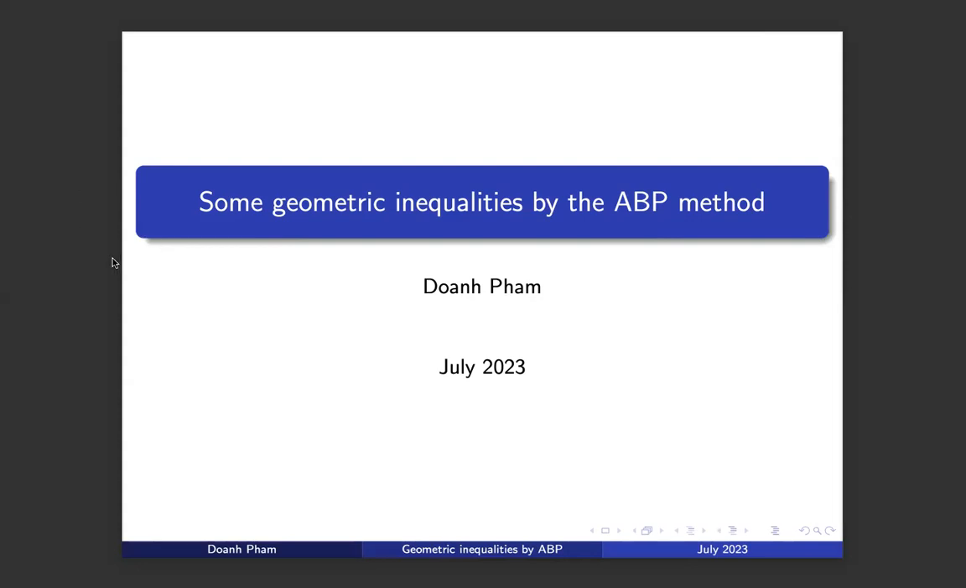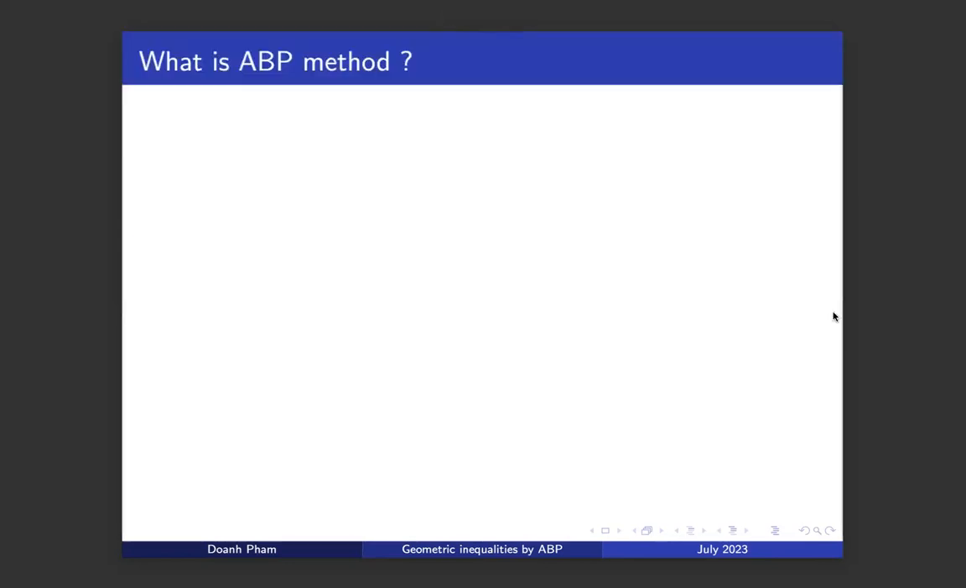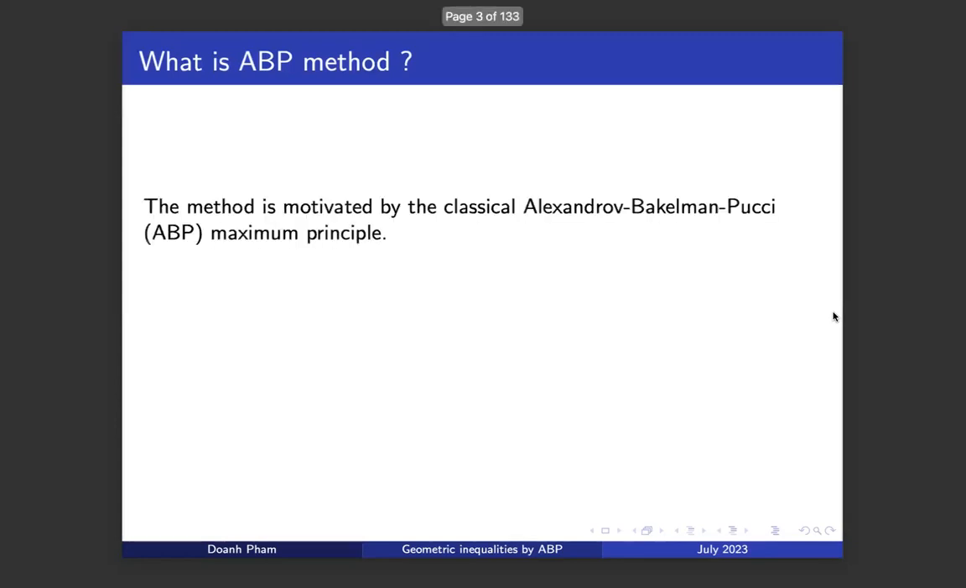Thank you for your invitation and very nice introduction. It is a great pleasure for me to speak here. So today I'm going to talk about the ABP method and applications in geometric inequalities. Briefly, what is the ABP method? Well, the method is motivated by the classical Alexandrov-Bakelman-Pucci maximum principle. So that's why we call it the ABP method.